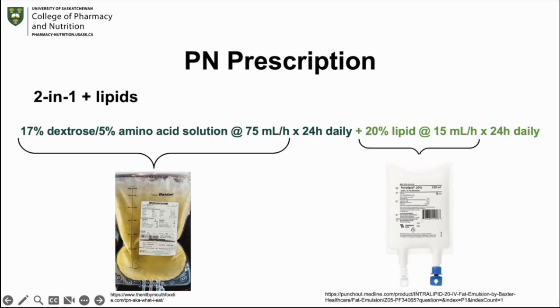The first part of the prescription states the concentration of 2-in-1 solution, so the concentration of dextrose and amino acid solutions in the PN bag and the rate this would be infused at. The second half of the equation is the lipid component, thus stating the concentration of lipid and rate it should be infused. It should be noted that there are various types and brands of lipids, so typically the concentration and then the brand name, example intralipid, is stated.